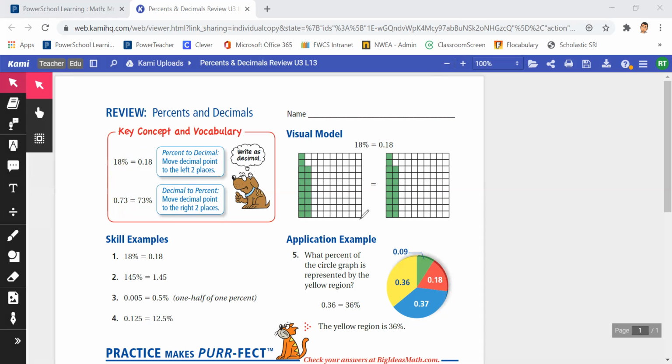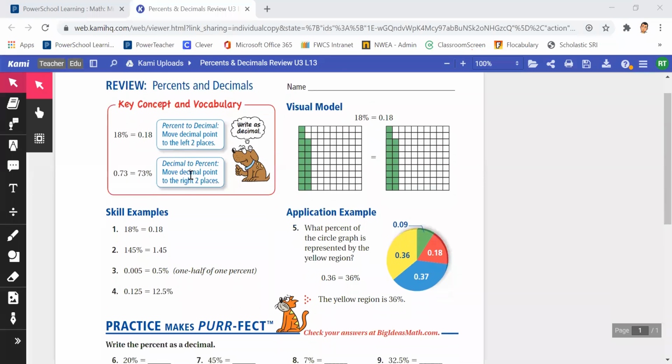And then, of course, this is the visual model. So 18% or 18 hundredths. You can see here that here are 10 hundredths and then 8 more hundredths to give you 18 hundredths shaded in. So that's the visual model of that.